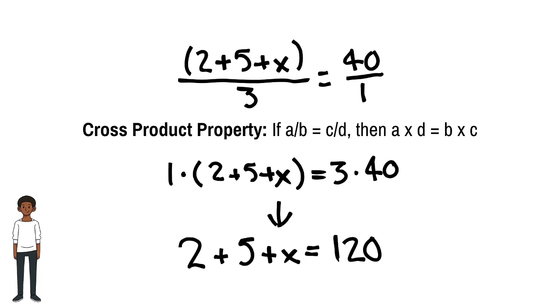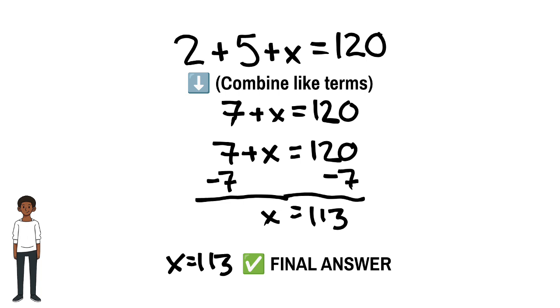Multiply top left by bottom right. So 1 times (2 + 5 + x) equals 2 plus 5 plus x. Multiply the bottom left by the top right. 3 times 40 equals 120. Cross multiplying clears the fraction instantly, leaving us with 2 plus 5 plus x equals 120. And now let's solve 2 plus 5 plus x equals 120.